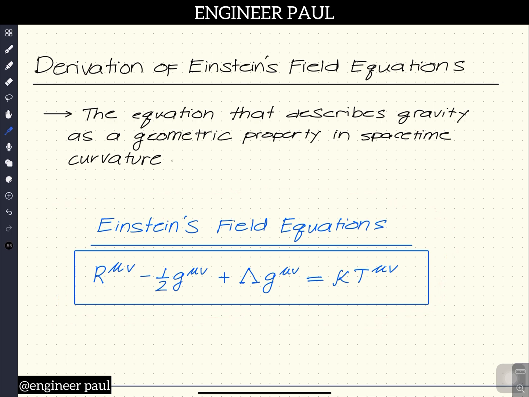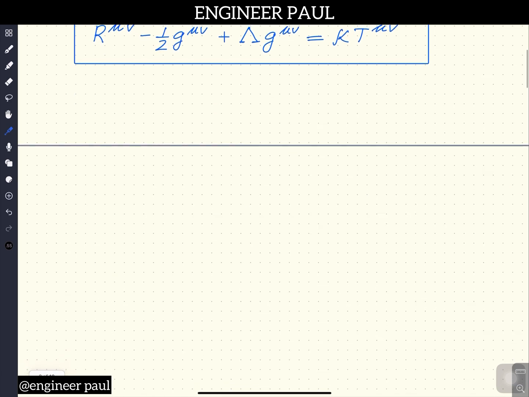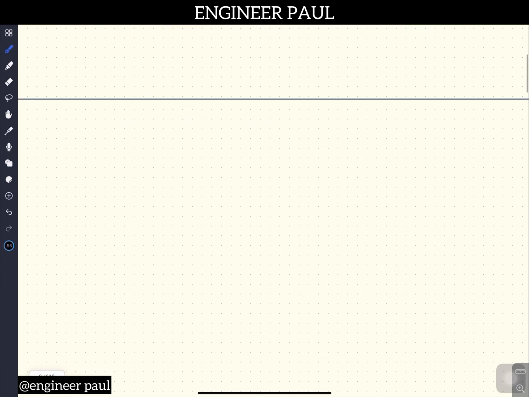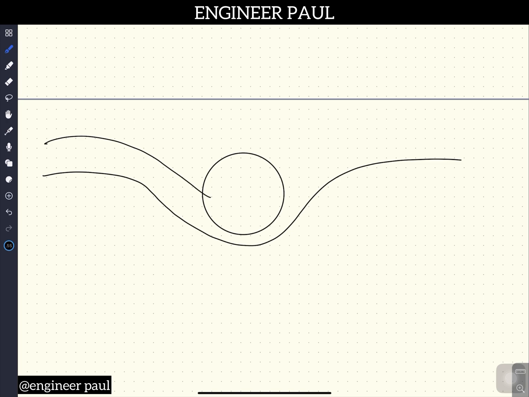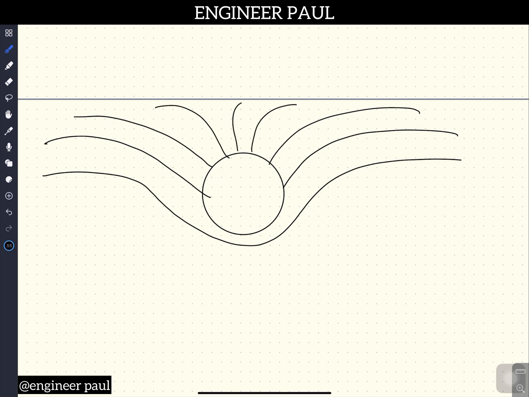Okay, so based from Einstein, gravity is not a force as what we have known from Newton's law, but it is a geometric property in space-time curvature. Okay, so let's try to understand that. Imagine we have a heavenly body here, and this is the space-time curvature. Sabi ni Einstein, the gravity is not a force, but is due to the space-time curvature.